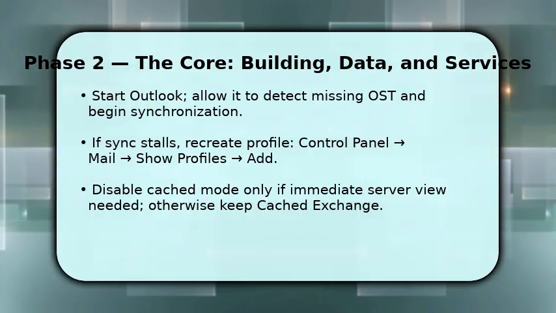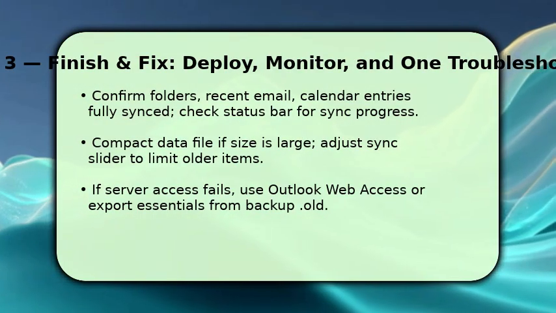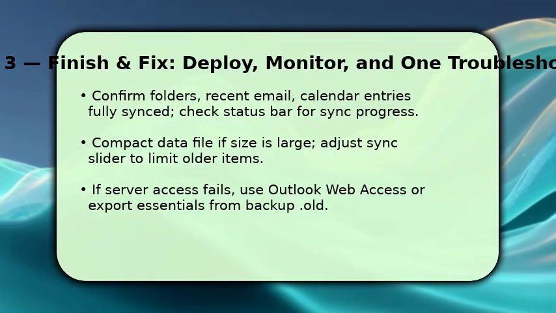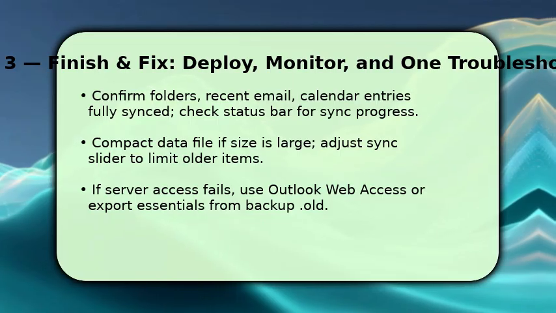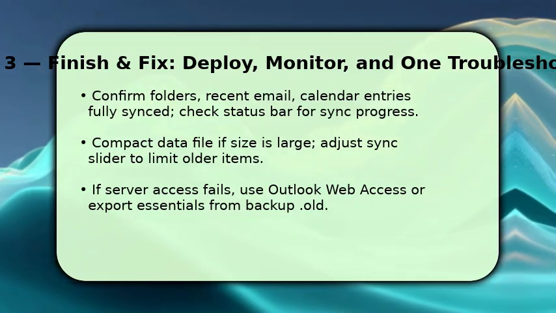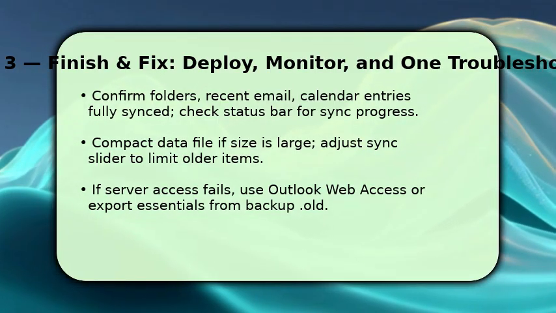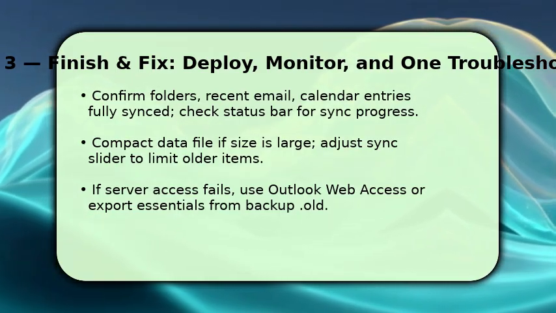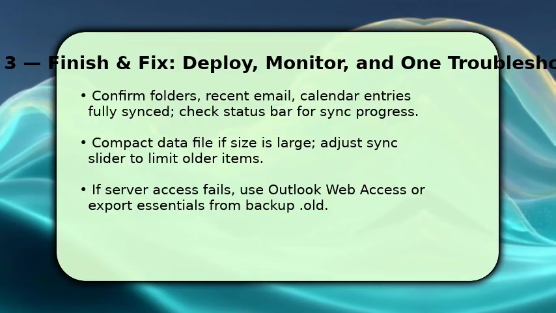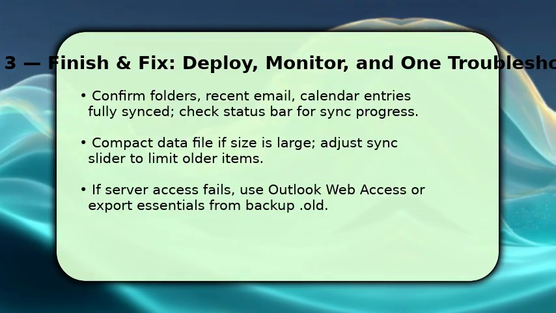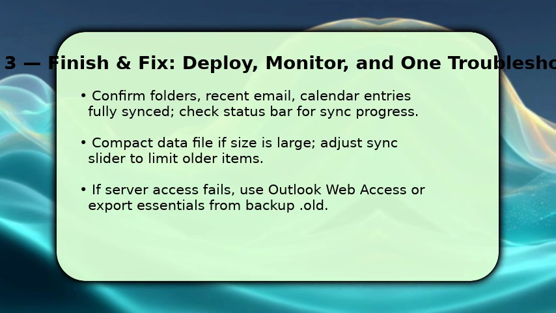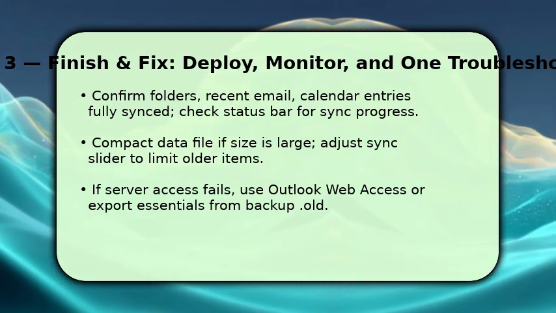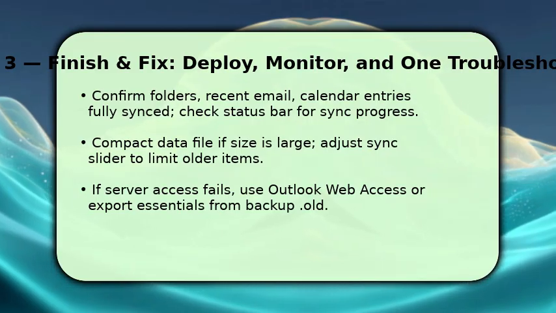Finish by verifying that mail, calendar, and contacts are complete. Check the folder counts and the status bar for synchronization progress. Once everything is present, compact the new OST if it's large and adjust the sync slider to control how much history downloads. If synchronization never completes or server access is blocked, use Outlook Web Access to reach your mailbox and retrieve any missing items or export critical mail from the renamed old file. That's your key troubleshooting step if the automatic rebuild fails.